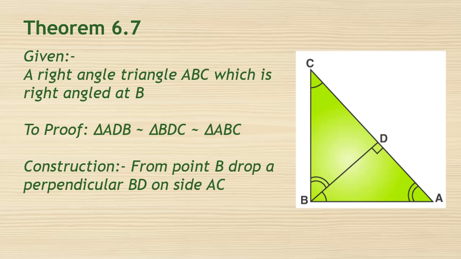Given a right angle triangle ABC which is right angled at B. To prove that triangles on either side of perpendicular BD are similar with triangle ABC and are similar with each other also. For that we need to construct: from point B, drop a perpendicular BD on side AC. That is, BD is perpendicular on AC.